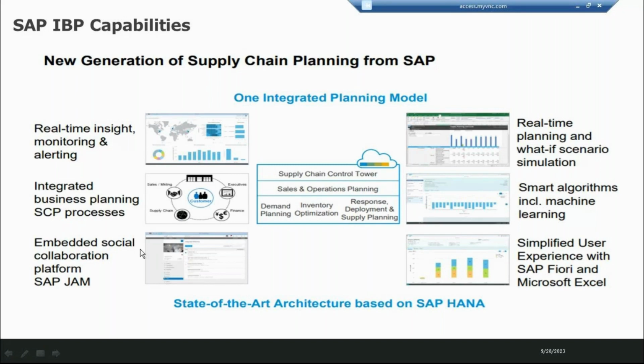If you are using WhatsApp and all, it's in the public domain. So within our organization, you want to share your information and use a social collaboration tool, wherever you are, to connect and work with our planning team. That collaboration tool is also given in SAP IBP, and it is called JAM or Work Zone.